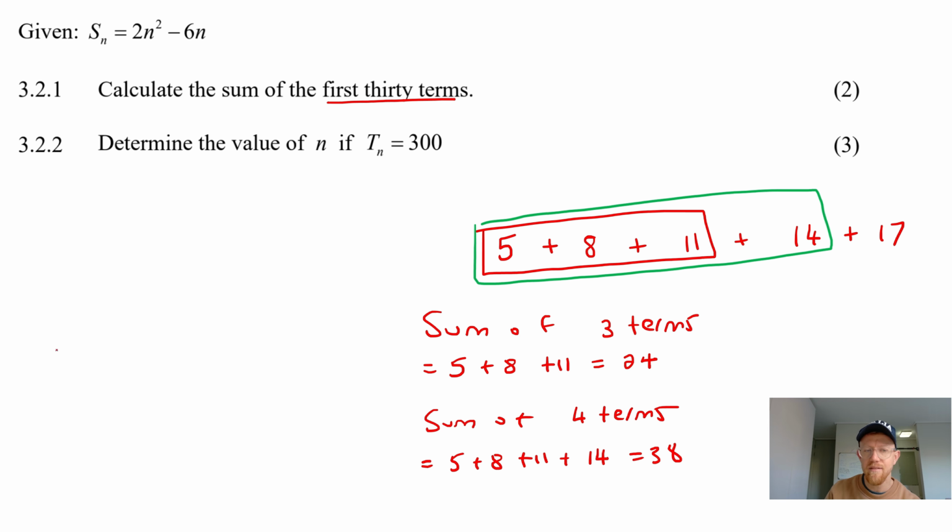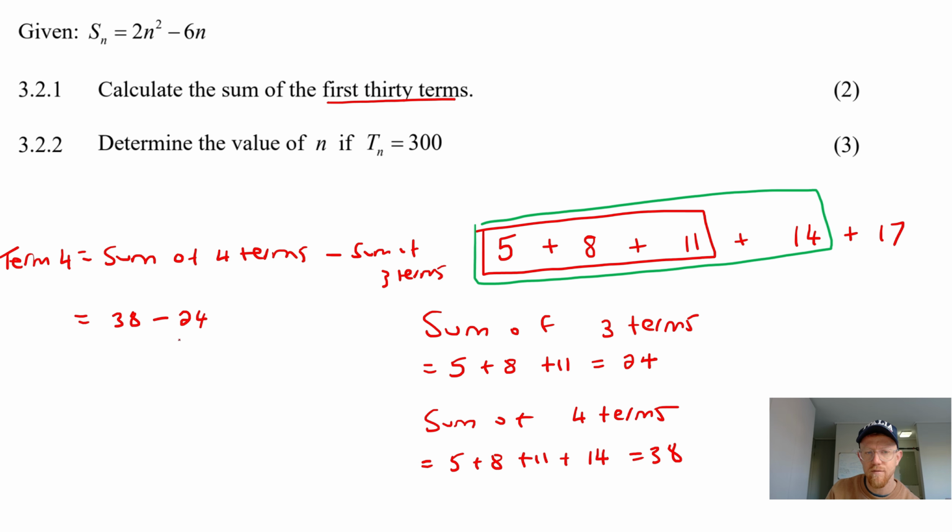So then, if I want to know what term 4 is equal to, I can just take the sum of the first 4 terms and I can subtract. Let me write this somewhere else. So if I want to find term 4 mathematically, I can just take the sum of 4 terms and minus the sum of 3 terms. And that'll give us 38 minus 24, which is the 14.